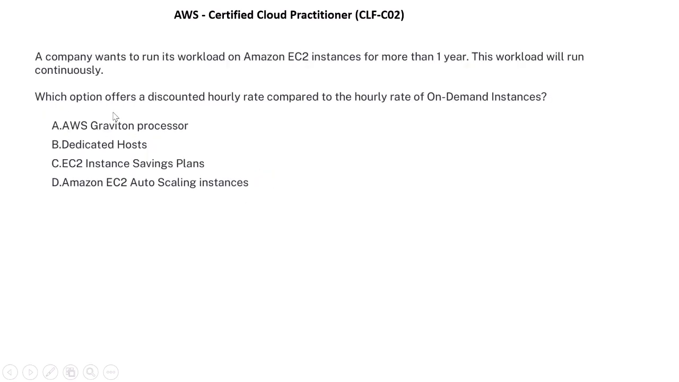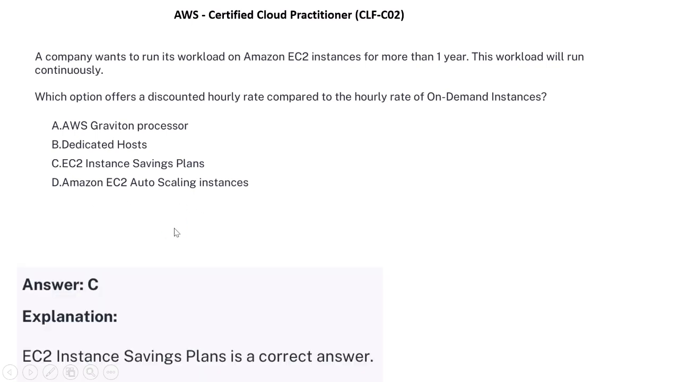Next question. A company wants to run its workload on Amazon EC2 instances for more than 1 year. This workload will run continuously. Which option offers a discounted hourly rate compared to the hourly rate of on-demand instances? The options are option A, AWS Graviton Processor, option B, dedicated hosts, option C, EC2 instance savings plans, option D, Amazon EC2 auto scaling instances. The right answer is option C, EC2 instance savings plans.